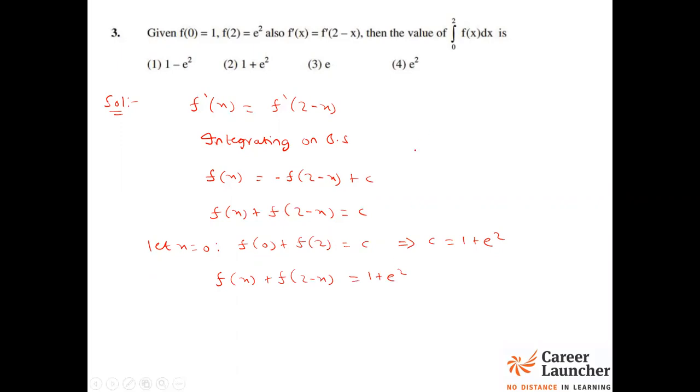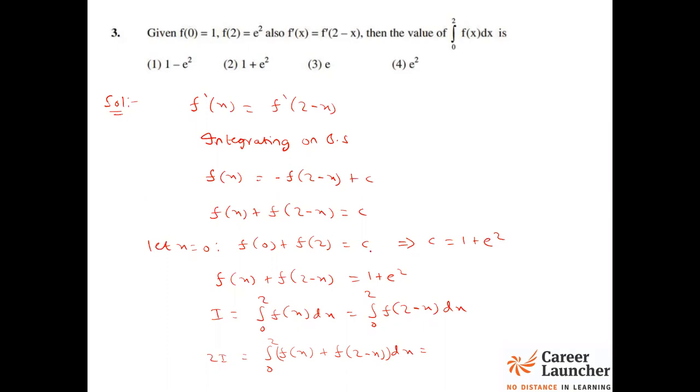Now what do we need to find? Integral 0 to 2. Let this term be I. So I will be equal to integral 0 to 2 f of x dx. Now using the property that integral 0 to a f of x dx is the same as integral 0 to a f of a minus x, we can replace x with 2 minus x. Now adding the two equations, 2I is equal to integral 0 to 2 f of x plus f of 2 minus x dx.